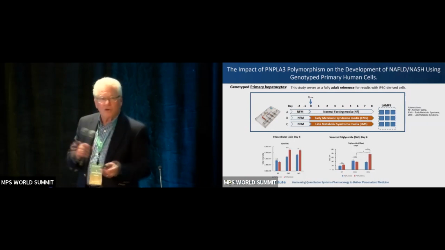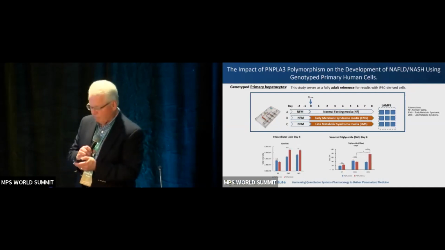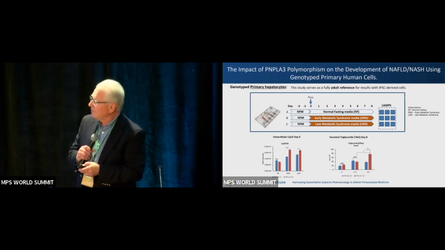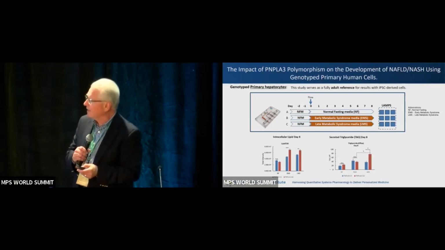And in fact, just looking at the difference being the presence of the high risk component, we're able to see that intracellular lipid is increased when you compare the low risk in blue to the high risk in red, where you're looking at, in this case, total LipidTox that represents the amount of lipid. And you can also do the same thing with the secreted triglycerides. So this is a major component of the genetic impact.